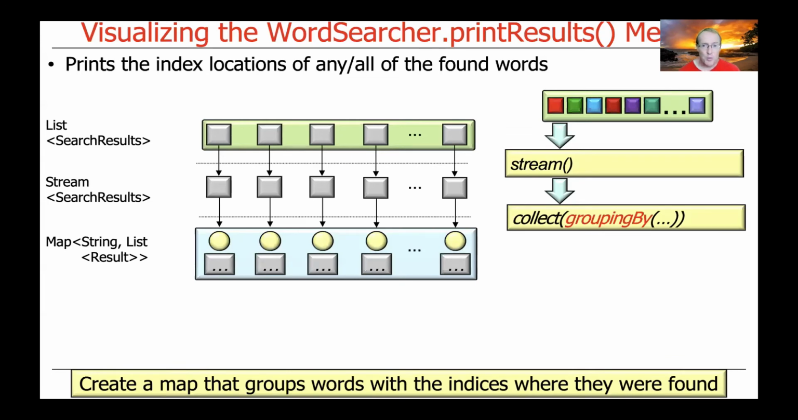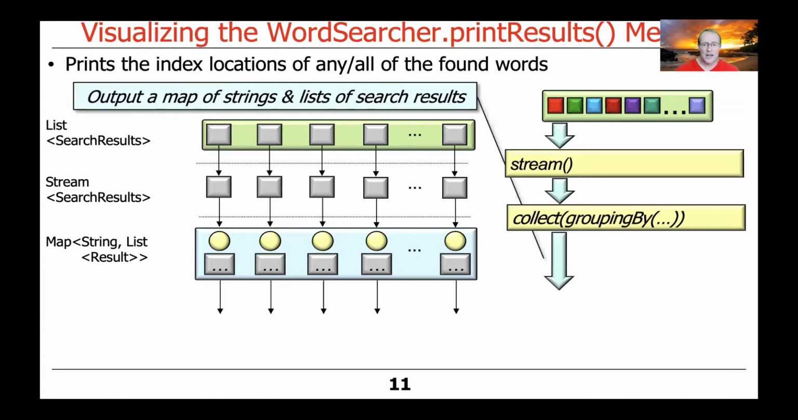And then grouping by is this factory method that will make us a map that in this case is going to map the word, the name of the musical note, like do or re or mi or so on, to a list of the results, which is the indices where those things were found in the lyrics. So if you take a look at the visualization here, you can see how we go from a stream of search result objects to a map whose keys are the strings, and then the values are the lists of the results. So that's what we end up with when we're done. And you can see visually what that looks like. So we end up with a map of strings and lists of search results.